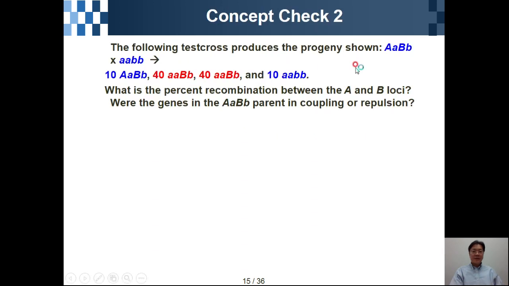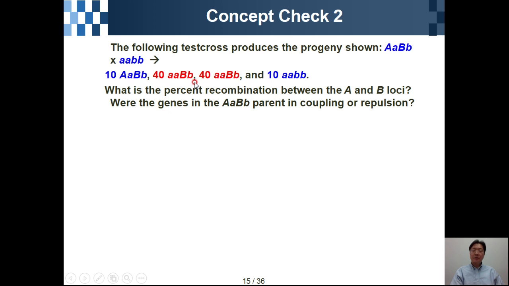This is concept check 2. The question was the following: test crosses produce the progeny. This is the heterozygote, large A, small a, large B, small b, and they did test crosses with small a and small b. And the number of progeny is like this.